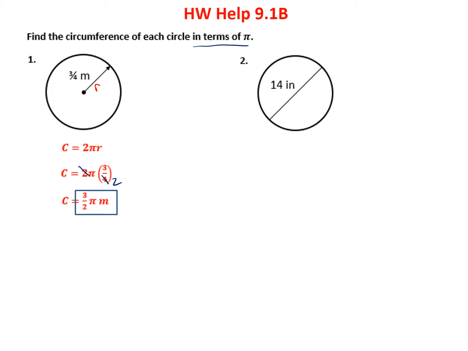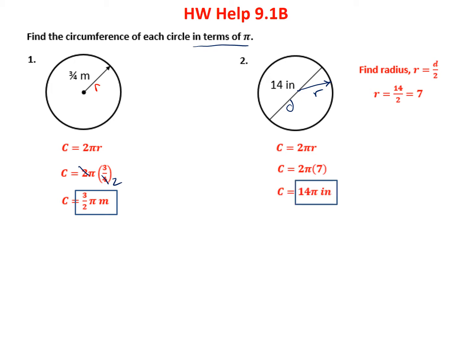In the second one, you notice we have the diameter here. What we want is the radius, which is halfway, so one way to do this problem is simply to take the diameter and cut it in half. So the radius is half the diameter, 14 divided by 2, or 7. Now we use our formula. The circumference is 2 pi r. Substitute in 7 for r, and 2 times 7 is 14, so our answer is 14 pi inches.